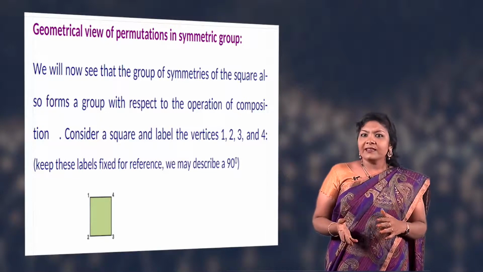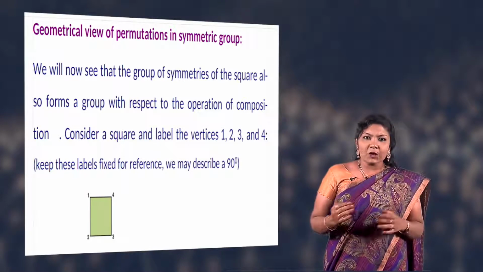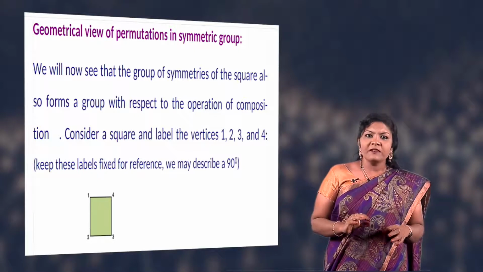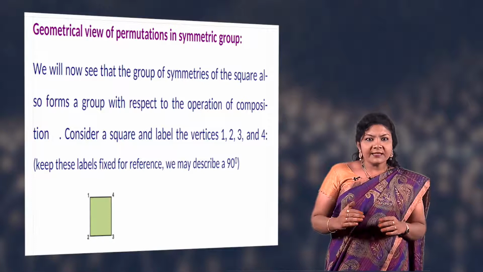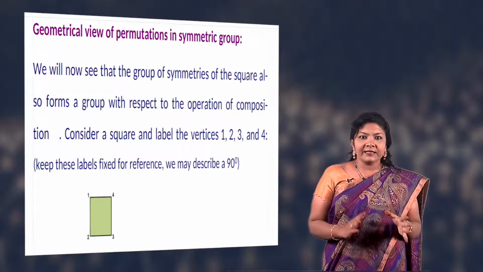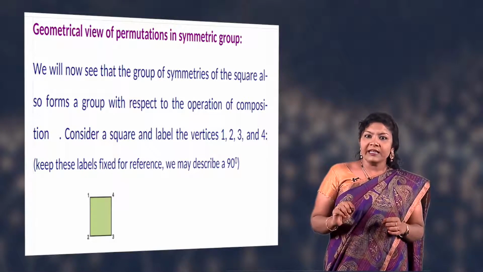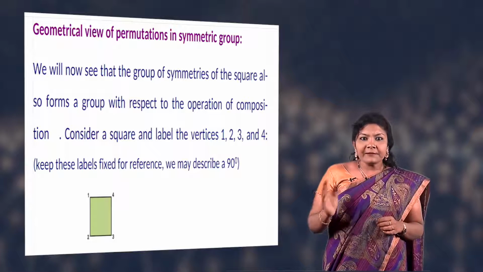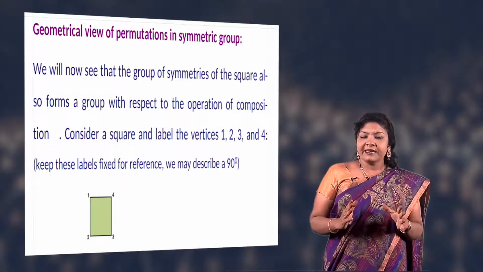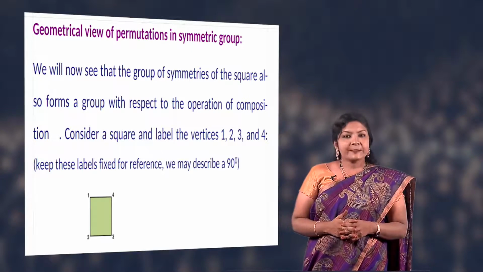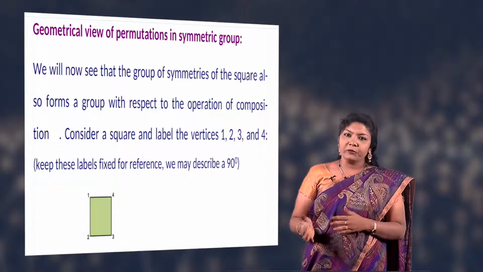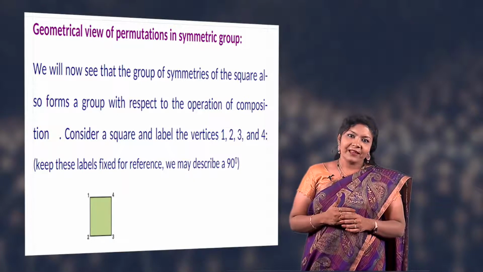We will now see that the group of symmetries of the square also forms a group with respect to the operation of composition. Consider a square and label the vertices 1, 2, 3 and 4. Keep these labels fixed for reference. We may describe a 90 degree rotation. We will explain this by the diagrammatic view. See these pictures.